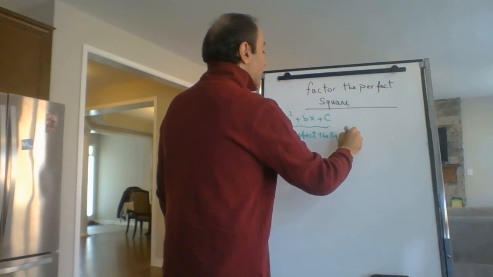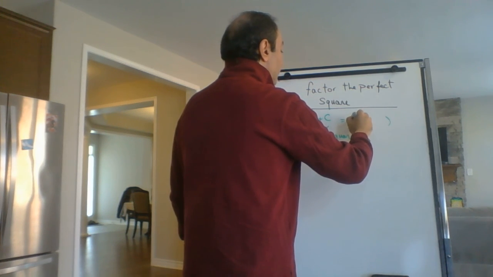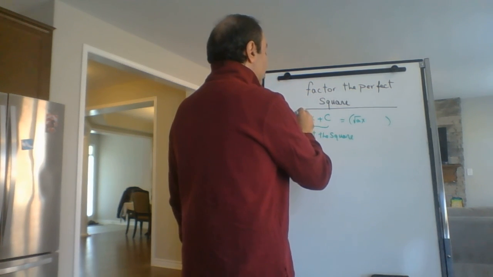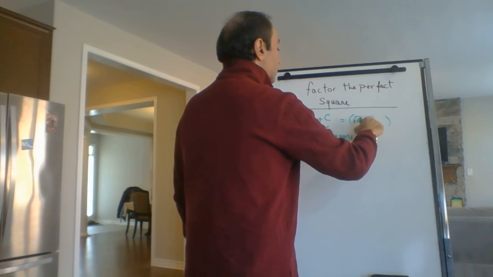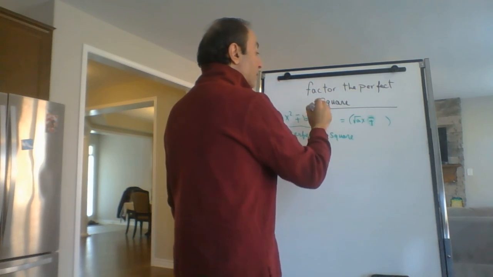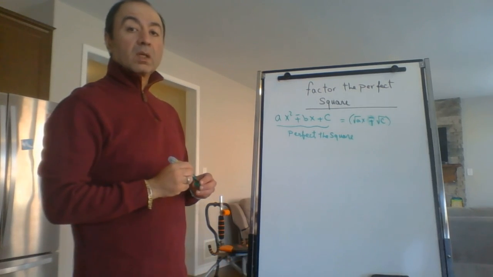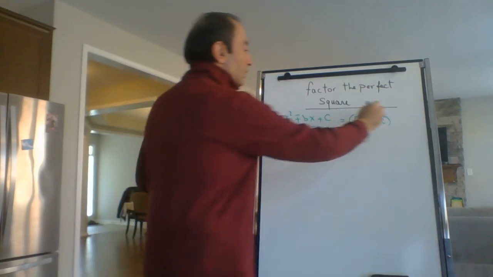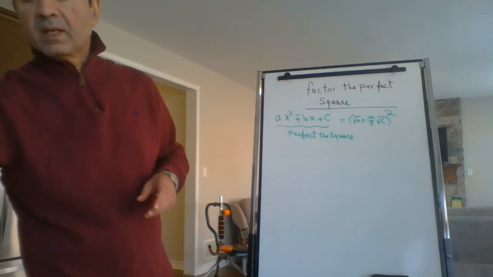We can factor this as (square root of ax squared, sign of the middle term, then the square root of c), and this is how we put a square here. This is a perfect square. Okay, so now let us have some examples.